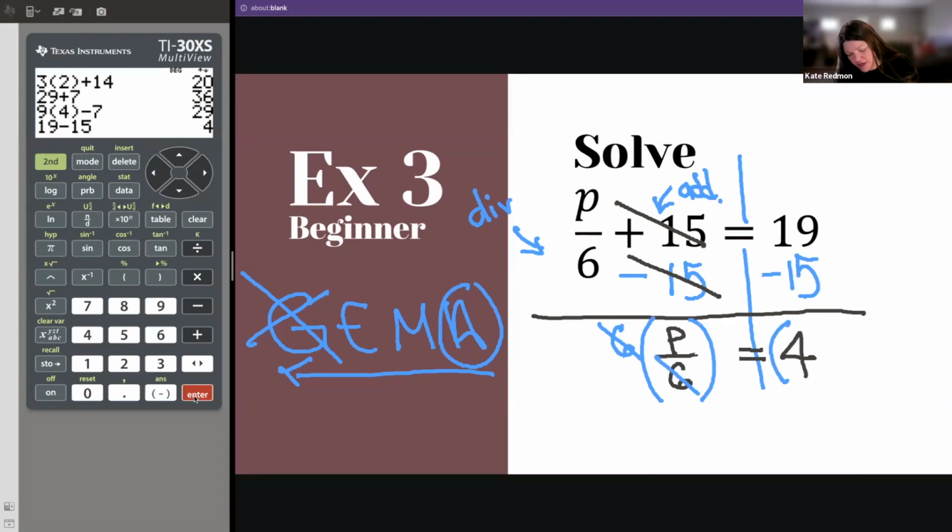Now, can I do that? Yeah, as long as you do it to both sides. So if I multiply the left-hand side by 6, I'm also going to multiply the right-hand side by 6. And let's see what our new equivalent equation will be. Well, the only thing left on the left-hand side, yay, is P. And then on the right-hand side, there's the work to do. And 4 times 6 is 24.